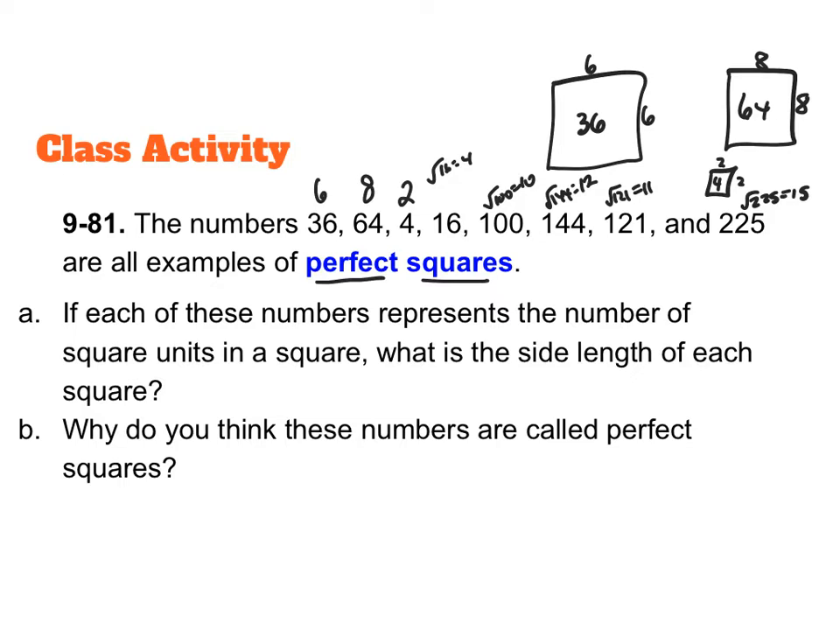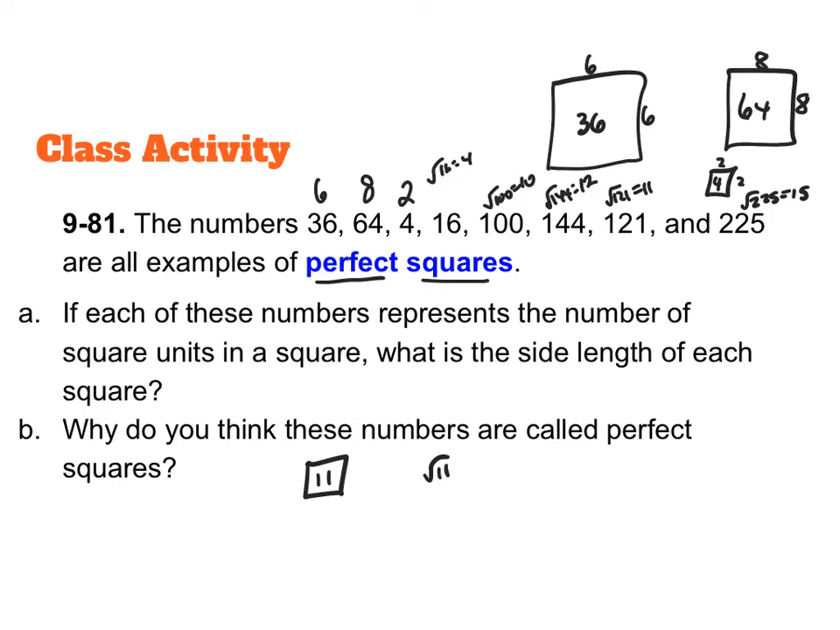Why do we think these numbers are called perfect squares? I would say because they have a nice whole number as a side length that would give us that area. So in contrast to that, if we said a square with an area of 11, there's no whole number that we can multiply by itself that would give us 11. So when we do the square root of 11, we're going to get something that's a lot messier. So if we went to our calculator, we would see that approximate number there.